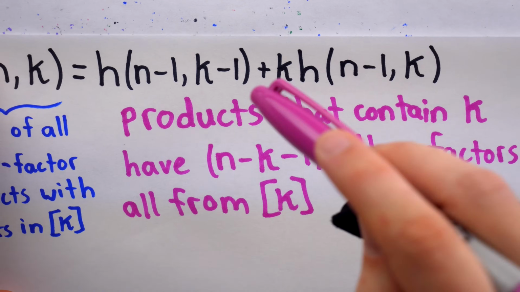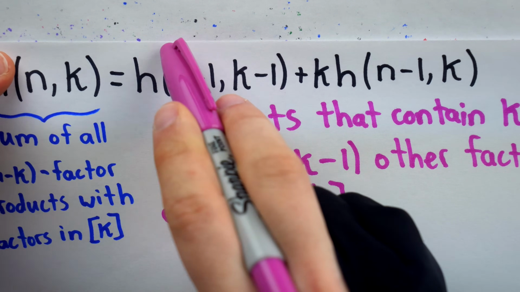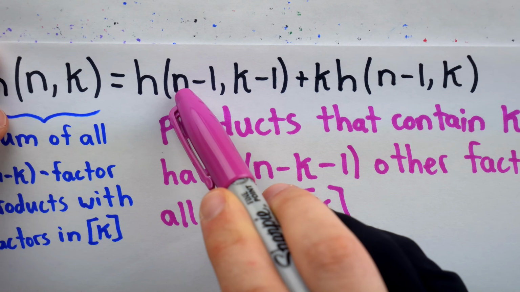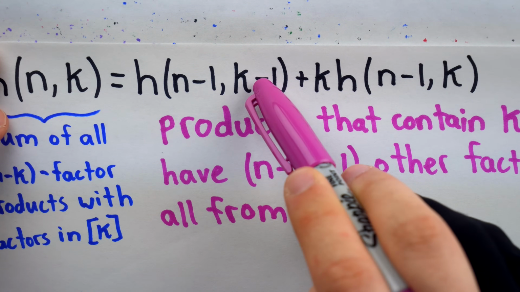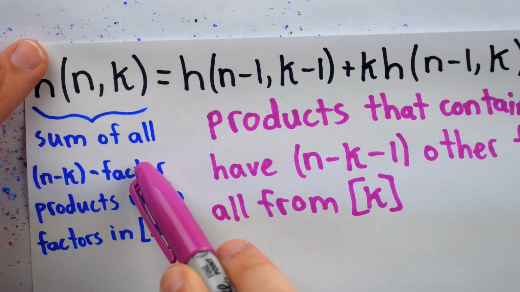On the other hand, it's easy to see how this term represents the sum of the products that do not contain k. The difference between the left argument and the right argument is still n minus k, so this is a sum of products that have n minus k factors.